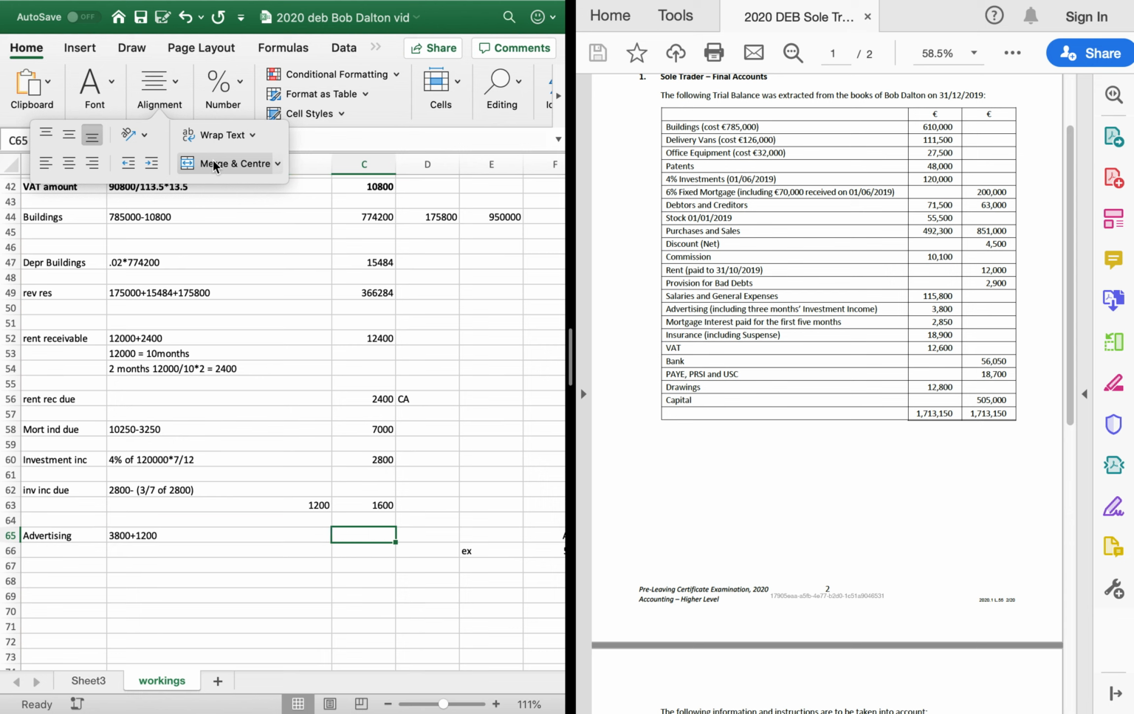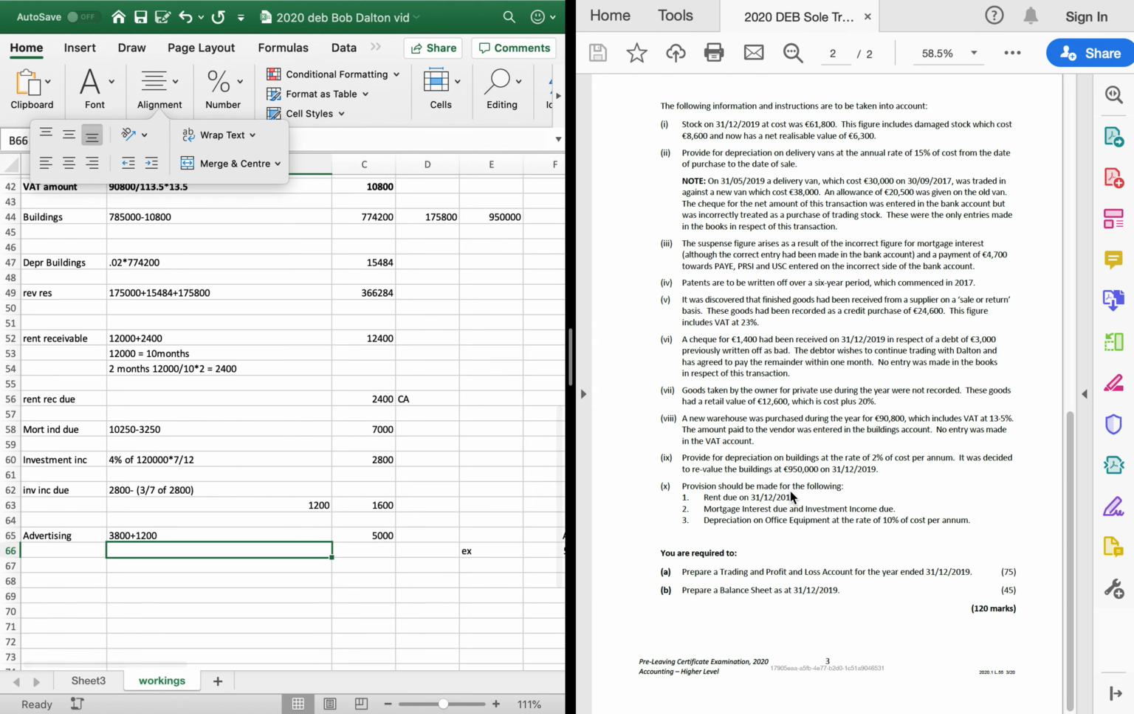Now that might have thrown, I'd say that threw a good few. You wouldn't have seen that before, but you have seen it in the context of patents. It's the exact same. It's the same reasoning as with the patents incorporating the investment income. So that's your advertising there. Okay, so I think that's stacking all of our workings. Investment income due, we've done that.